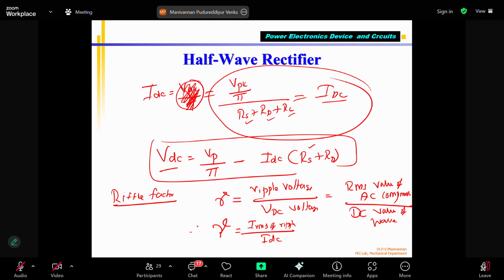Sometimes the ripple factor will vary from gamma. Ripple factor is 0 to 1, or 0 to 100 percent. This multiplied by 100 will be the percentage.